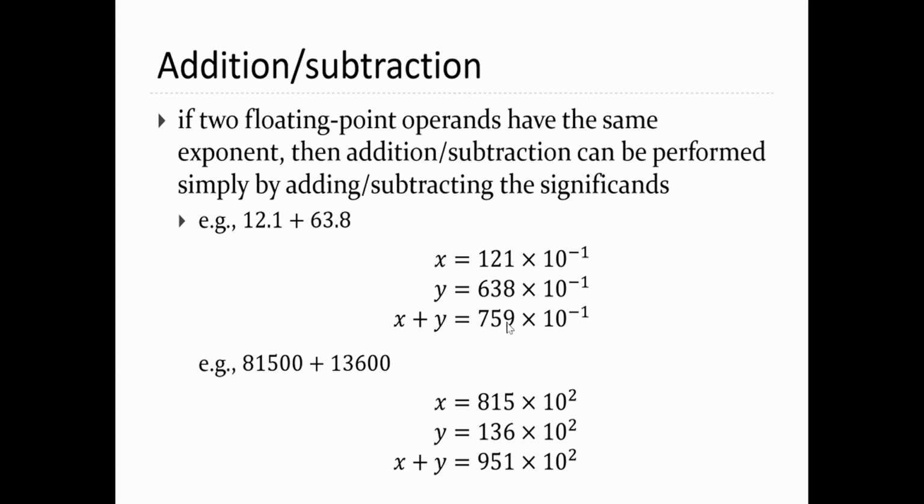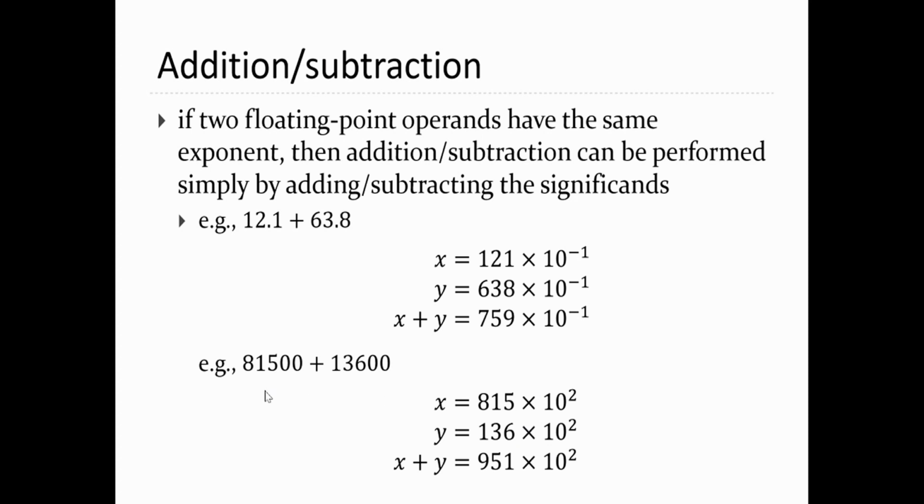Go ahead and do the sum. The sum is 759 times 10 to the minus 1. And we can actually write down the sum in this case. We can represent our sum in our floating point format. We've got 3 digits here, that's nice, and an integer exponent, that's nice. So in this example, we can actually represent the sum using our floating point format.